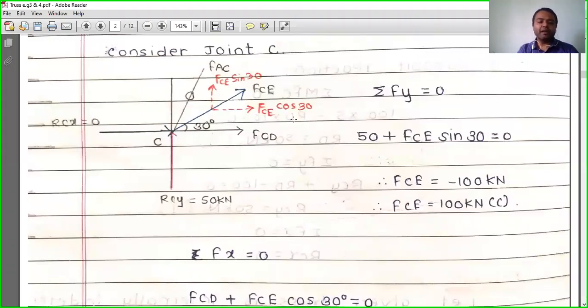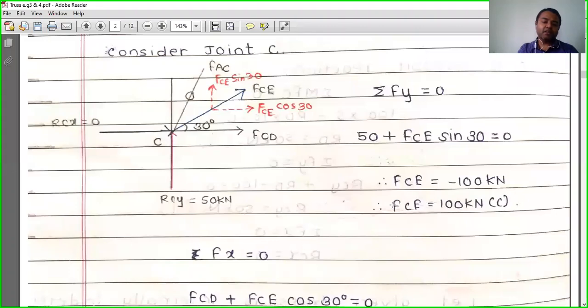Okay, so just apply summation Fy equal to 0 to this FBD. So this will be 50. This reactive force is going upward, so that's positive. So plus 50 plus FCE sin 30 is equal to 0. So you are getting the answer minus. So here FCE you are getting the answer minus. What was the assumed direction? The assumed direction was tensile. So opposite of tensile, write the final answer. That is, FCE has 100 kN force of compression nature. This is the final answer.